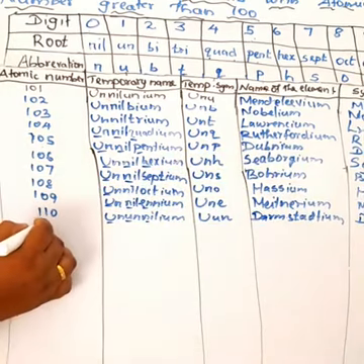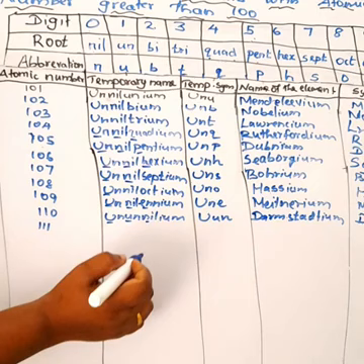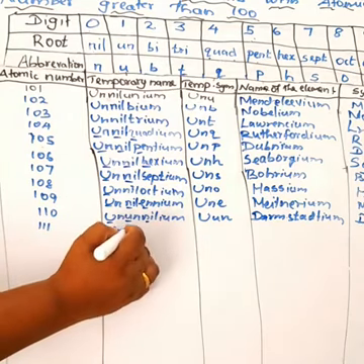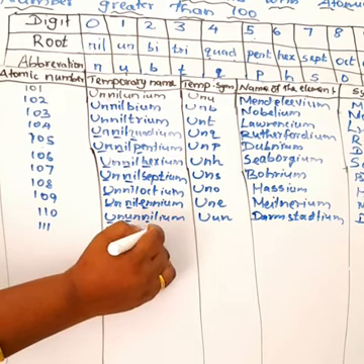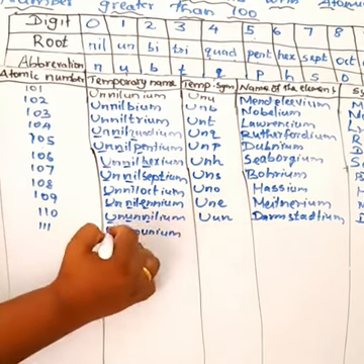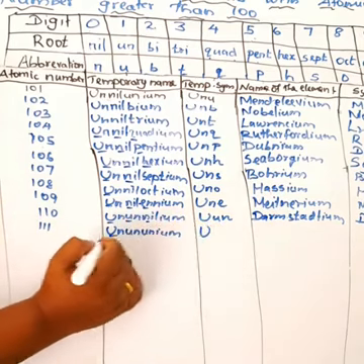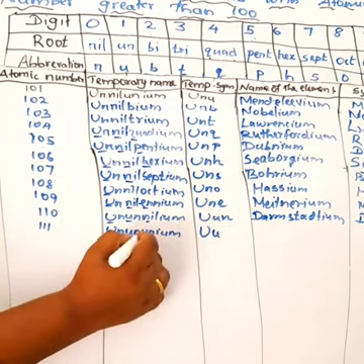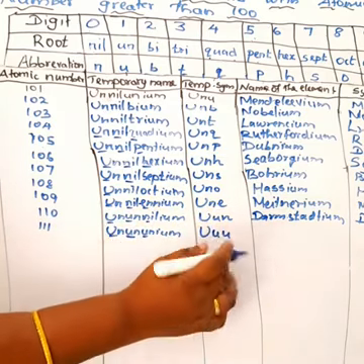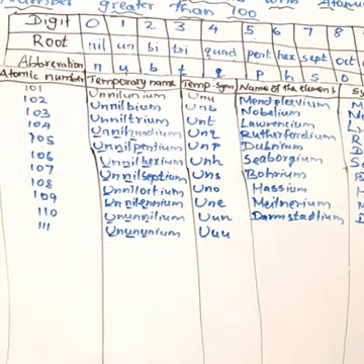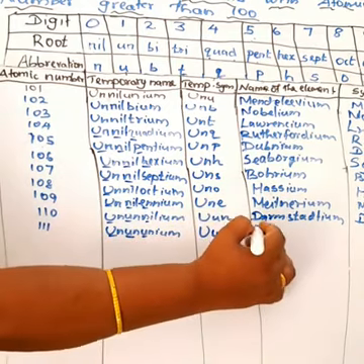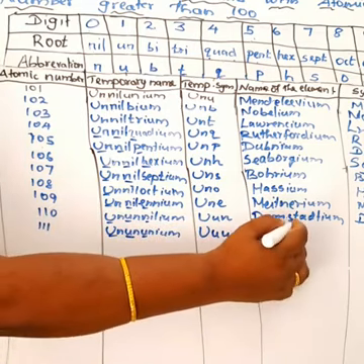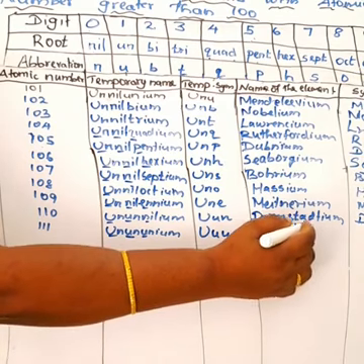And atomic number 111. What is the temporary name? Un for 1, again un for 1, and again un for 1. Ium is the suffix. What is the temporary symbol? U for un, U for un, and U for un, triple U. And the name of the element for atomic number 111 is roentgenium.